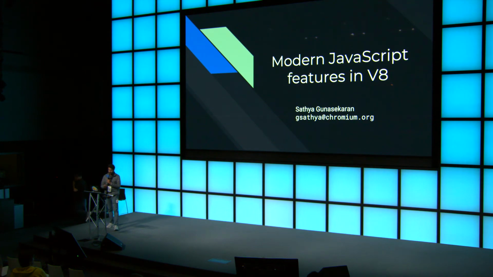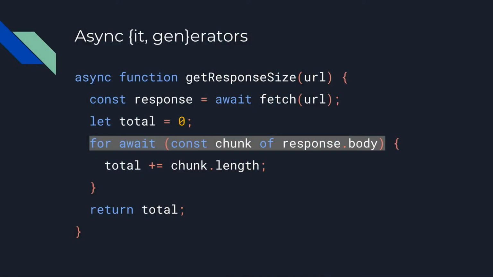Hey, I'm Sathya. I have a lot of slides, so I'm going to be going through this pretty quickly. I'm going to be talking about all the latest features in V8. First up is async iterators and generators. ES2017 brought us async functions. This builds on top of that.